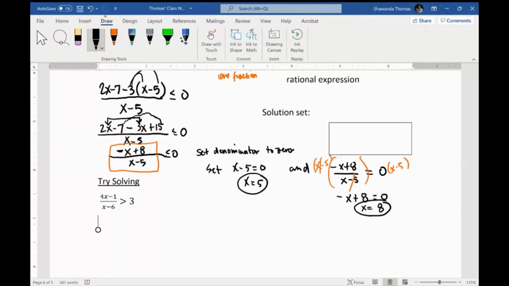So when we do our number line, we're going to put 5 first, and we're going to put 8. We're going to test a number between negative infinity and 5 first. That's our first interval. Give me a number. A number between negative infinity and 5, say 4.